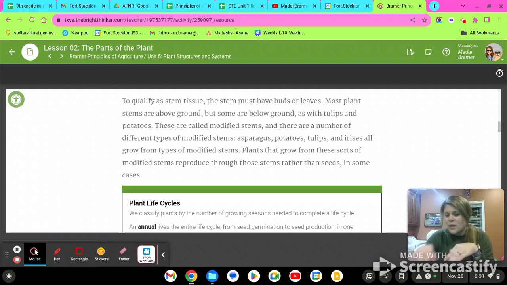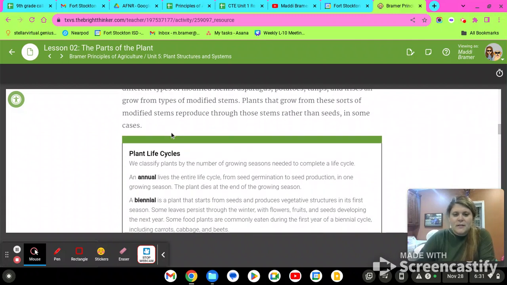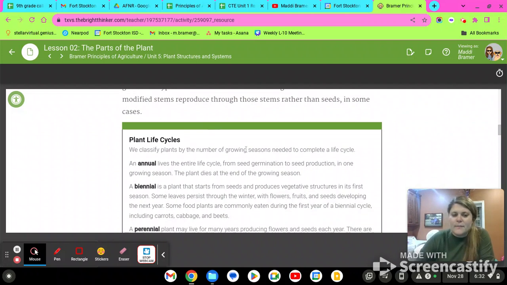All of these have below ground stems that are going to shoot up in the spring. Irises, potatoes are a good example of these as well. Asparagus, anything that's going to stem like that out of the ground, it's the stem. They grow from modified stems. Plants that grow from these sorts of modified stems reproduce through those stems rather than seeds in some cases. So think about potatoes. They keep going, okay, on like a vine on a stem.